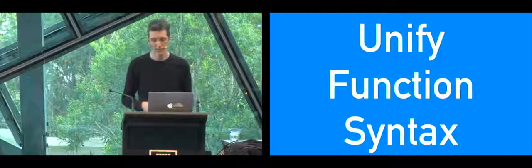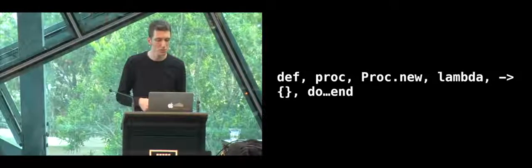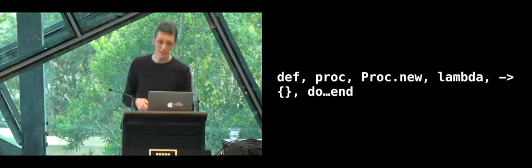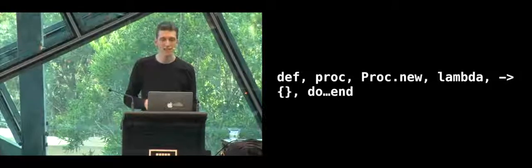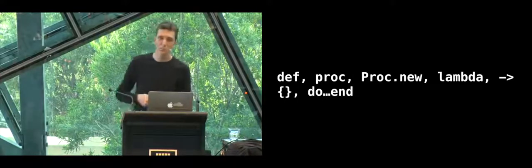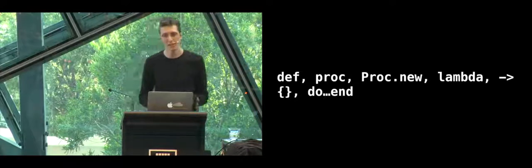Unify Ruby function syntax. So this is a real bugaboo of mine. There's too many ways to define a function in Ruby. You can do it with the def keyword. You can also use the proc keyword, which is the same as Proc.new. That has slightly different semantics from the lambda keyword, which is the same as the stabby lambda. And then there's two different block syntaxes, right? And blocks behave like procs, except they're not objects. And you have to understand all of these differences, all the syntaxes and semantic differences and the subtleties between them. That just shouldn't be necessary, right?